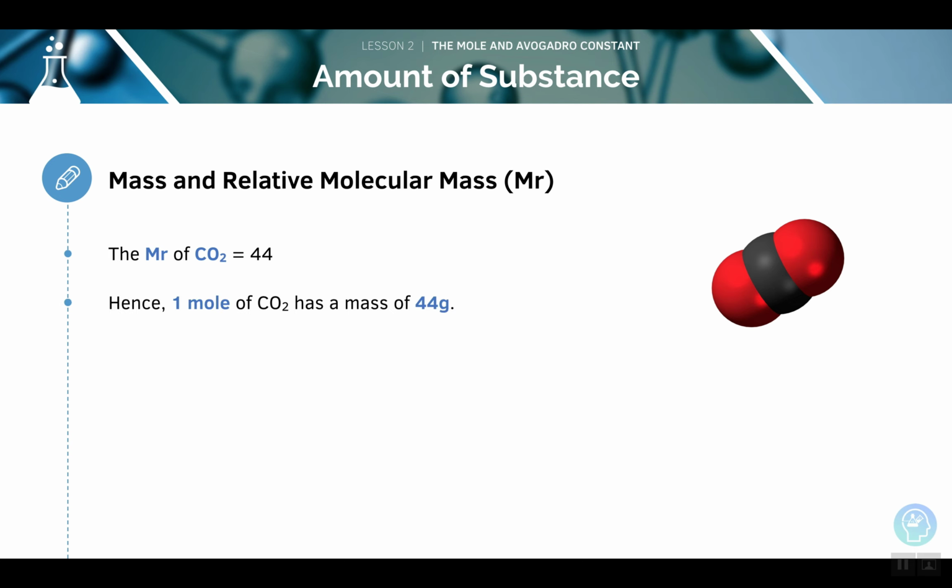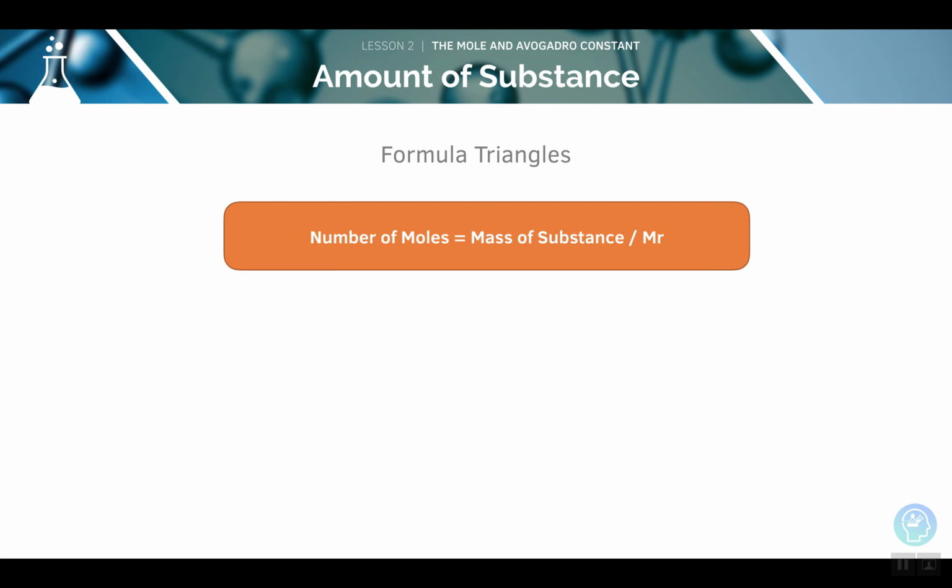This means that 1 mole of carbon dioxide will have a mass of 44 grams. When you have an equation that you need to remember, it's useful to draw yourself a formula triangle to help you visualise the calculation you need to do. To calculate the number of moles, you can use the following equation. The number of moles is equal to the mass of the substance over Mr.